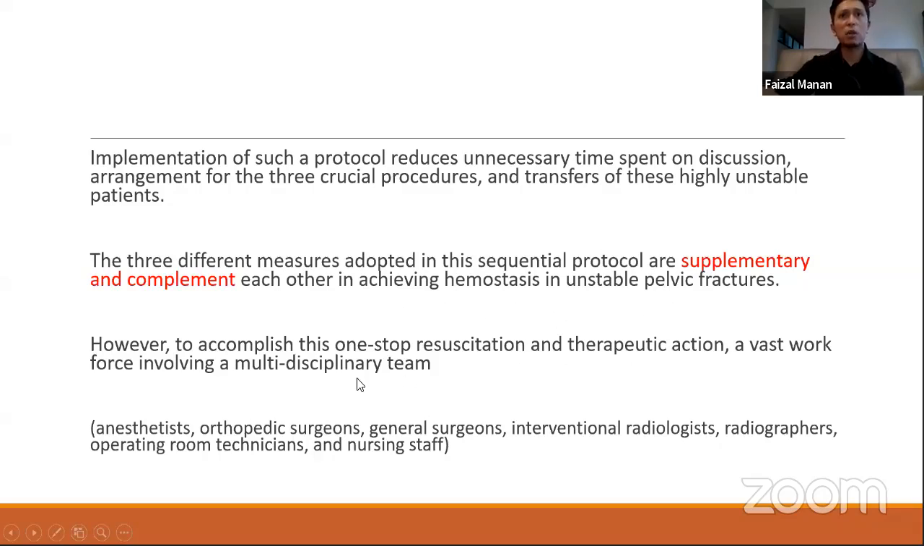However, to accomplish this one-stop resuscitation, a vast network force is involved, and a multidisciplinary team approach is needed, such as the neurosurgeon, the orthopedic, the general surgeon, intervention radiologist, radiographer, operating room technician, and nursing staff.